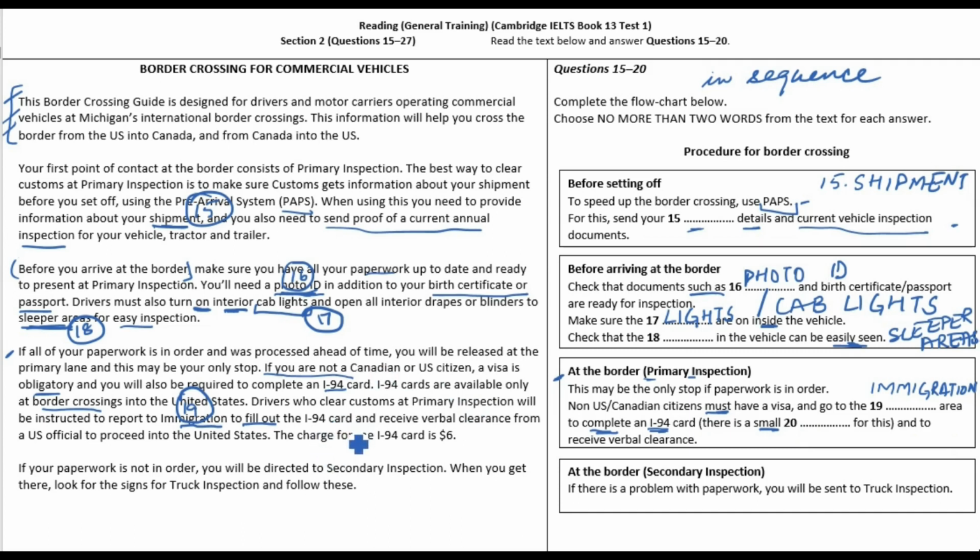So we go here, fill out the card, receive verbal clearance from a US official. The charge for the I-94 card is $6. Although the word small or any synonym is not mentioned, a small amount is mentioned. So the answer to the 20th one is charge. And we are done with this part. This obviously is from this paragraph, something we don't need to read. So what we see here is that the first and last paragraph we have avoided completely.